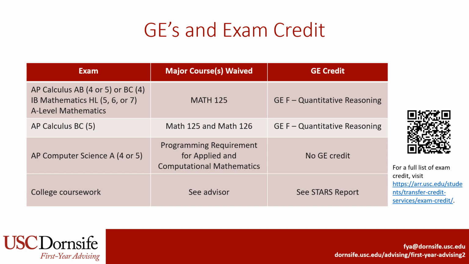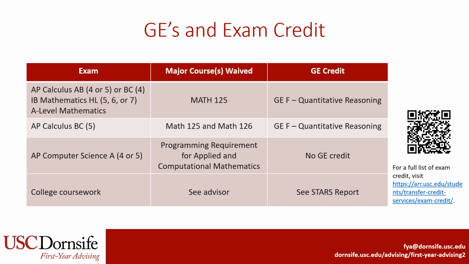Next, we'll discuss a few important notes about GEs and exam credit for the math and applied math majors. Credit on AP Calculus A, B, or BC, IB Higher Level Mathematics, and A-Level Mathematics will satisfy GE F, and students will be able to skip Calculus 1 or Math 125 at USC. Students who earned a 5 on the AP Calculus BC exam may also skip Calculus 2.